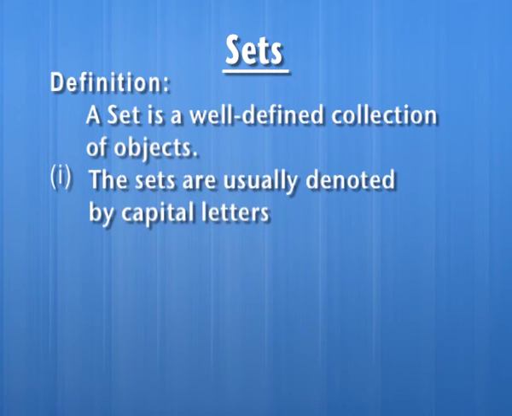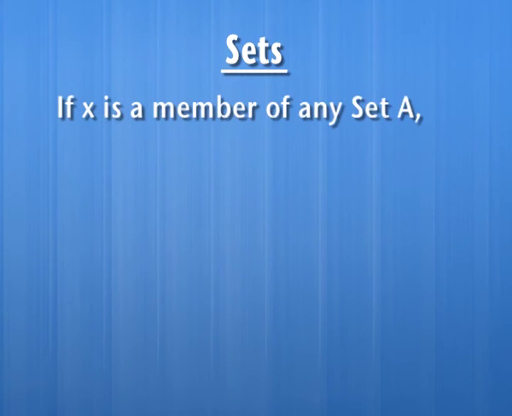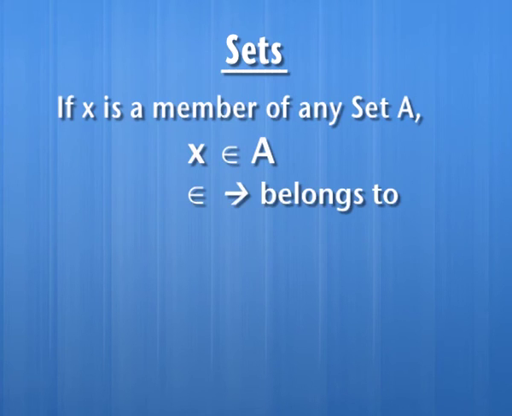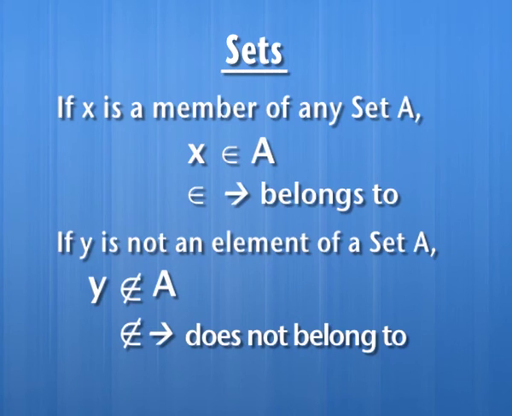The sets are usually denoted by capital letters A, B, C, and elements of the set are denoted by small letters a, b, c. If x is a member of any set, means x is the element of a set, then we write like this: x belongs to A. This is a Greek symbol which is used to write belongs to, and if any element y does not belong to the set, then we write like this. This symbol is used to represent does not belong to.